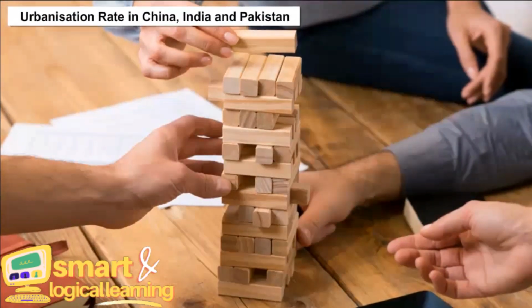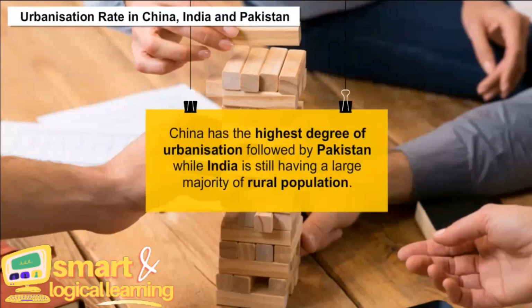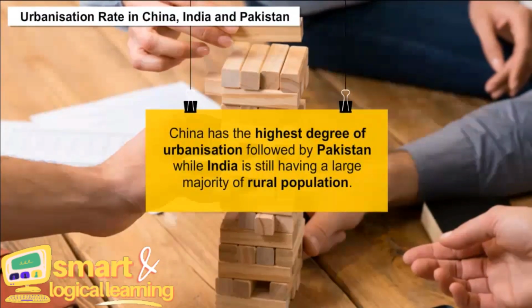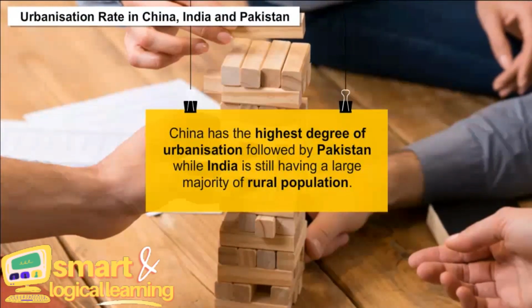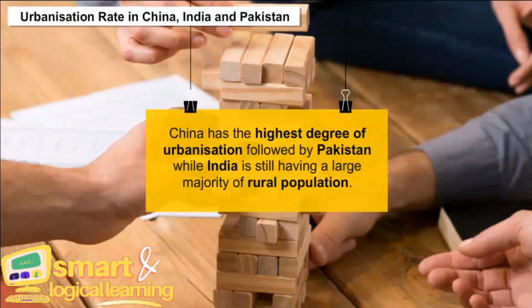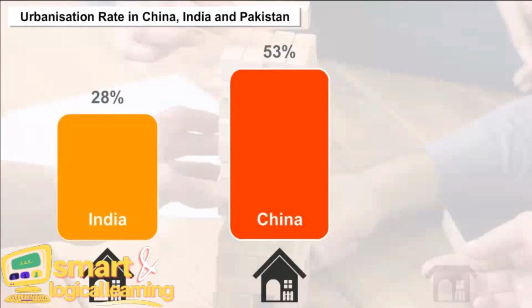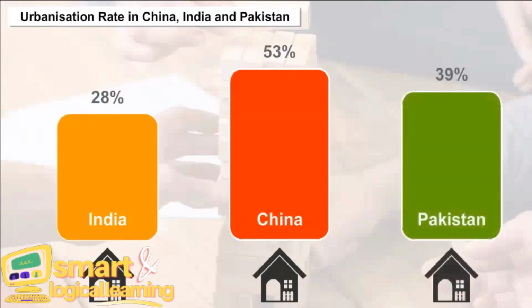Urbanization rate in China, India and Pakistan. China has the highest degree of urbanization, followed by Pakistan, while India still has a large majority of rural population. India has 28% of its population living in urban areas, whereas China and Pakistan have 53% and 39% respectively.